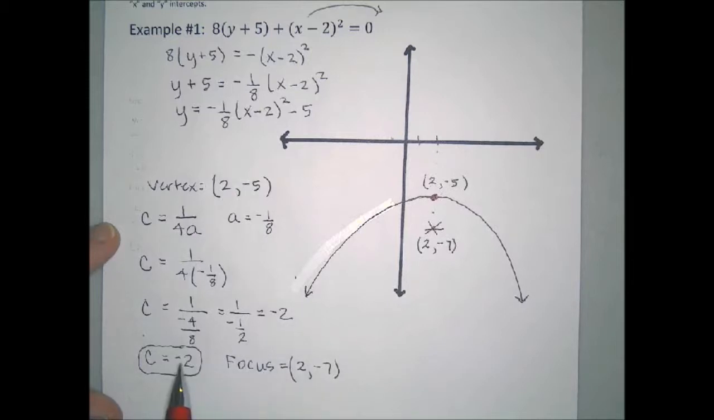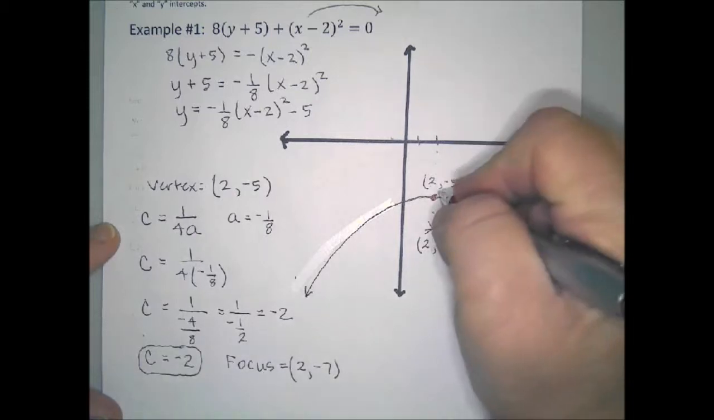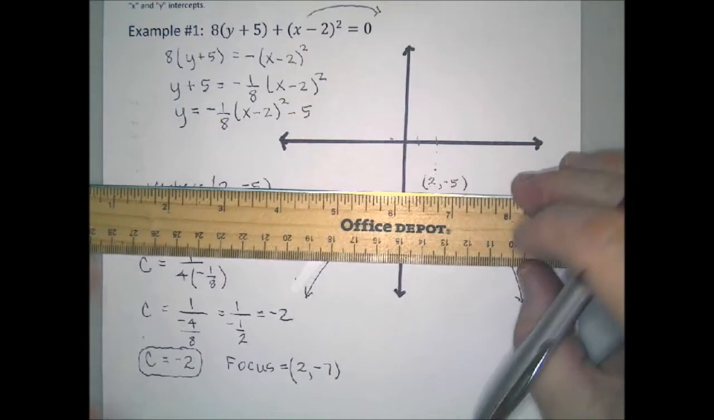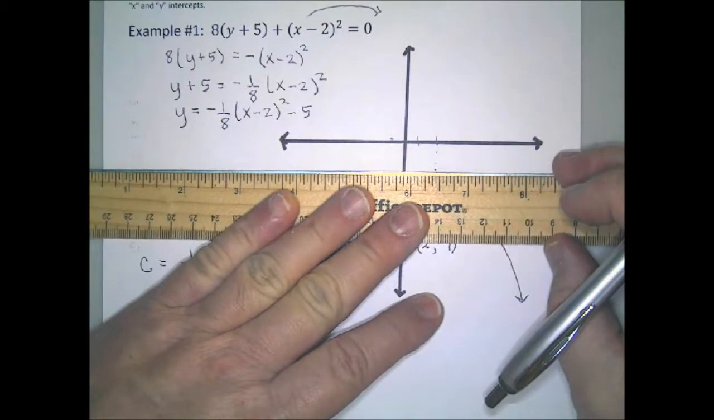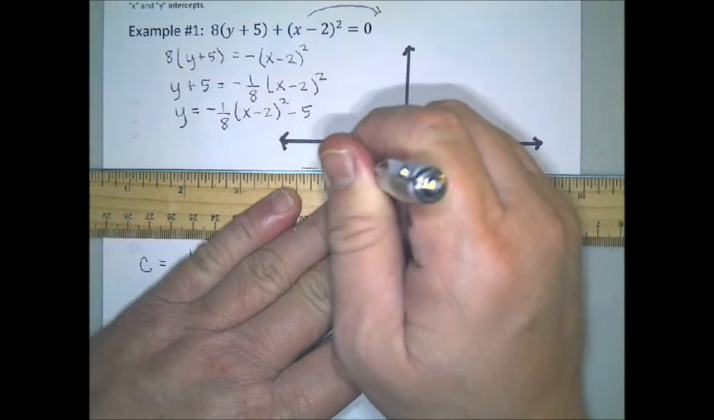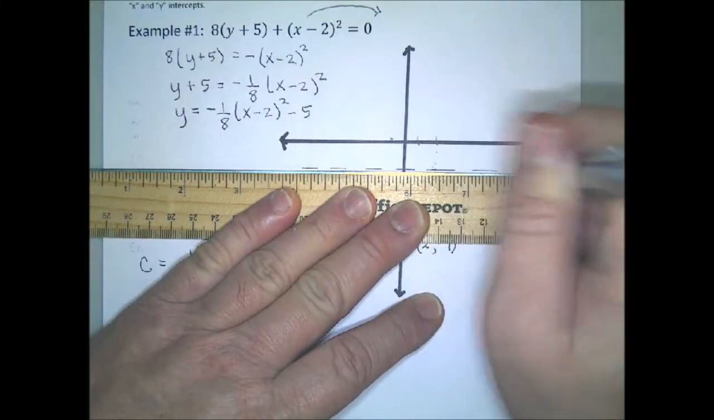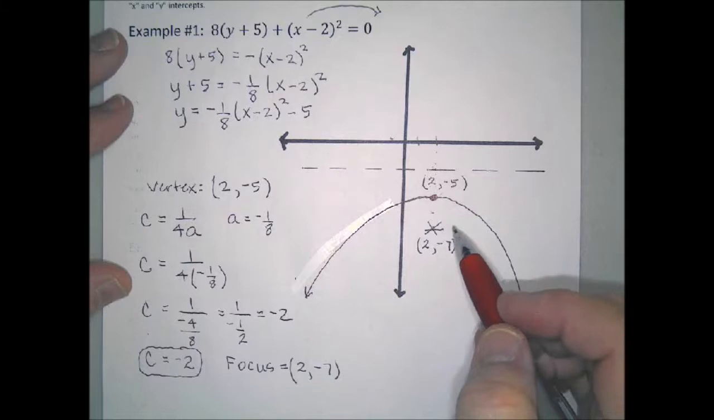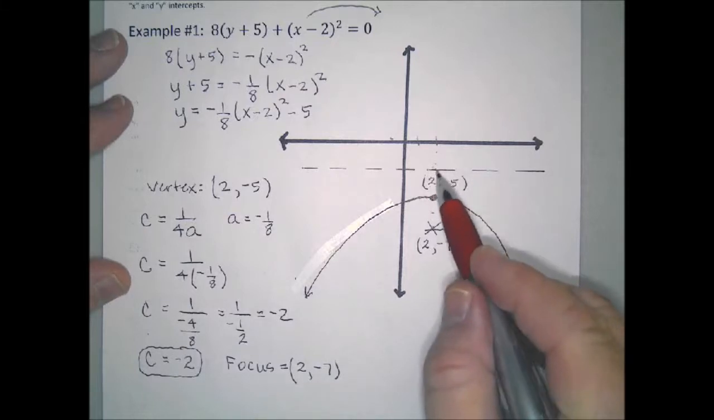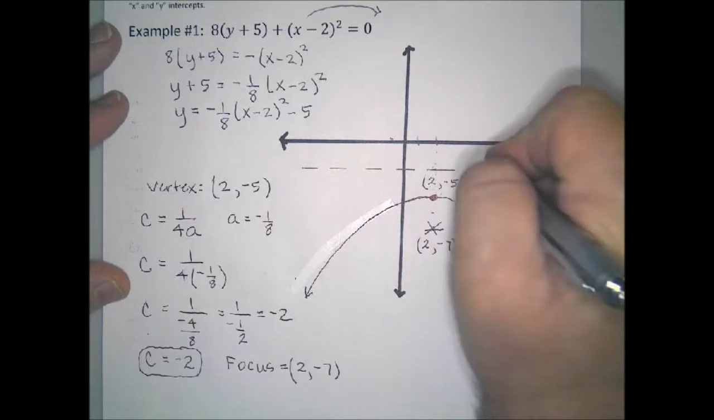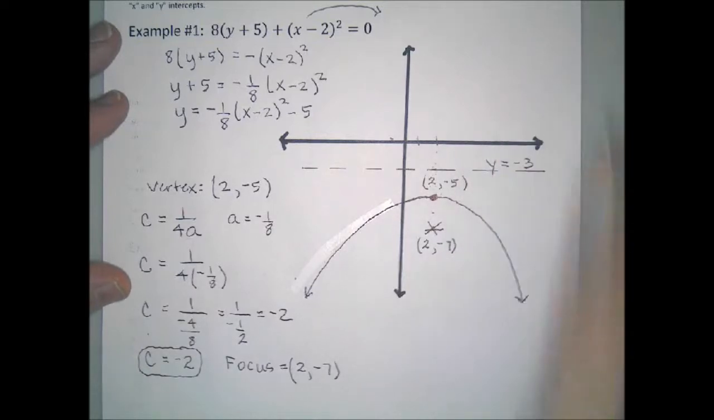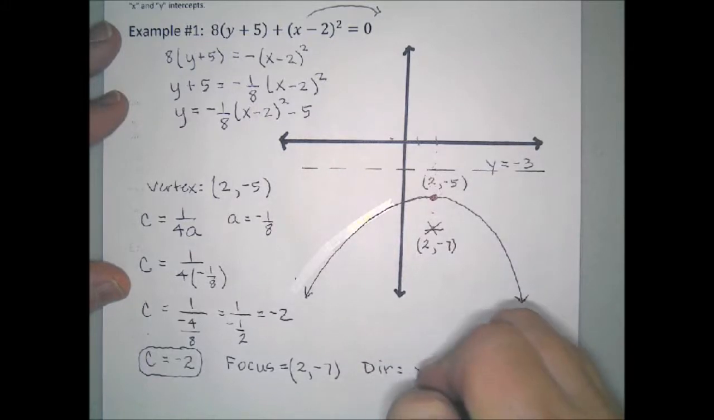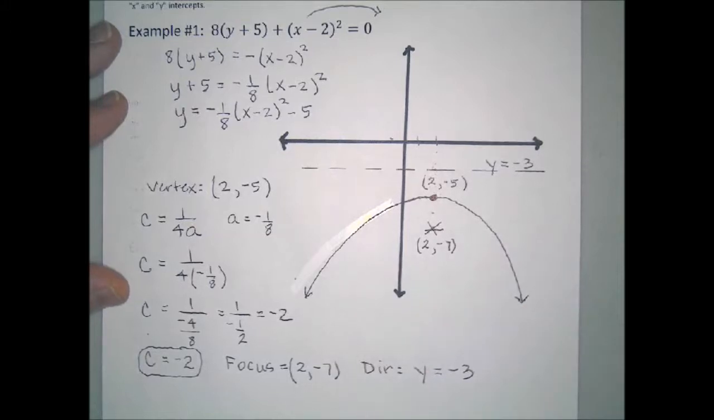Now we're going to take that same C value and go the other way to find the directrix. So I'm going to take 2 steps up to find the directrix. Remember, that's a line. It's not just a point. It's an entire line. And we want to know, what would that line be? Well, if I was at negative 5 and I went up 2, I would be now at negative 3. So y equals negative 3. So the directrix is y equals negative 3.